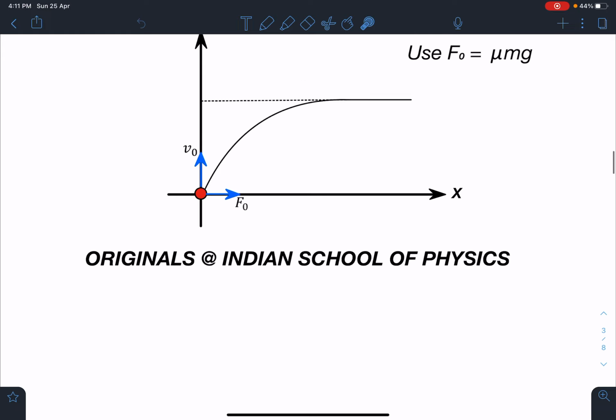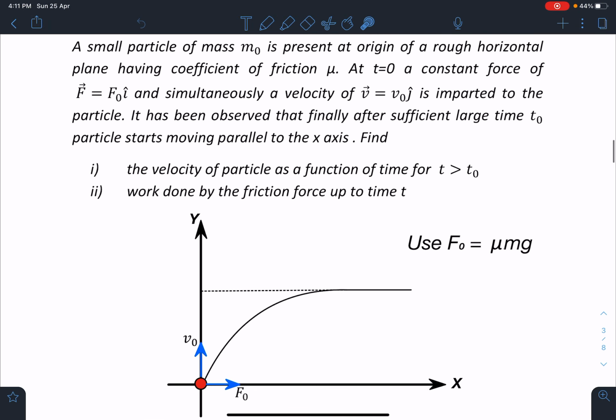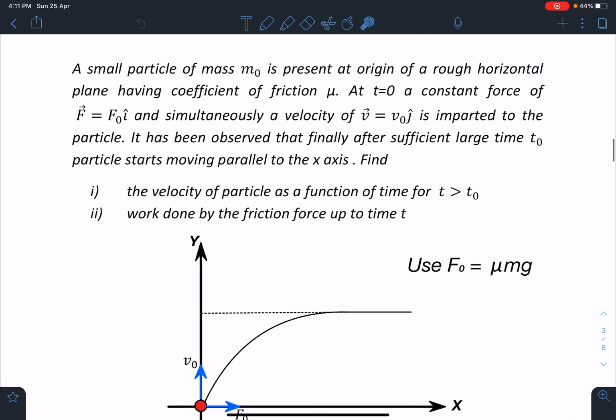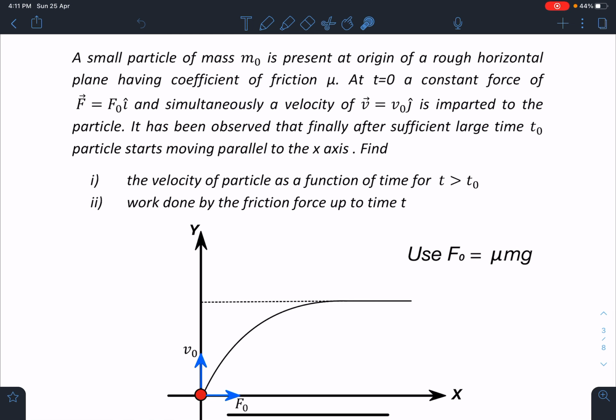So guys, I hope you have enjoyed this problem, and there is a lot of learning in this. Some people have given the correct answer when I shared this problem with the students.